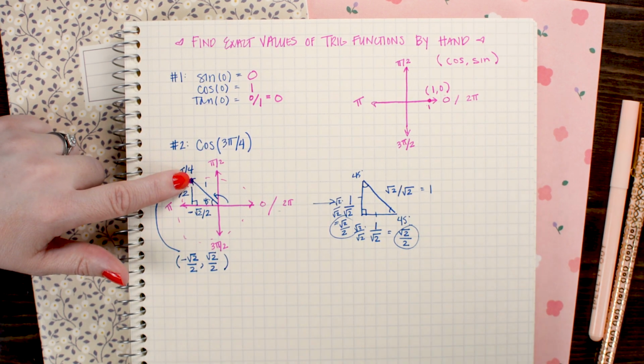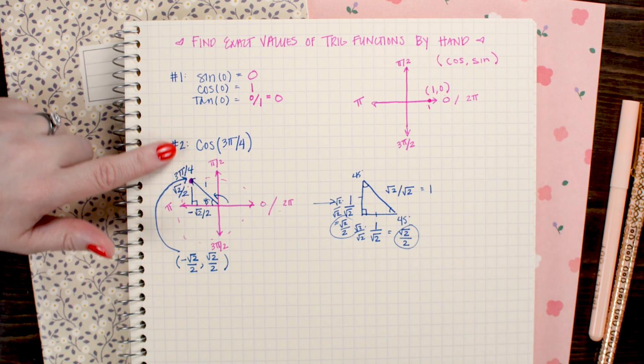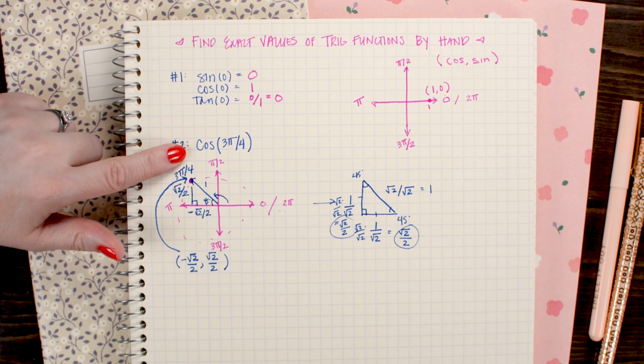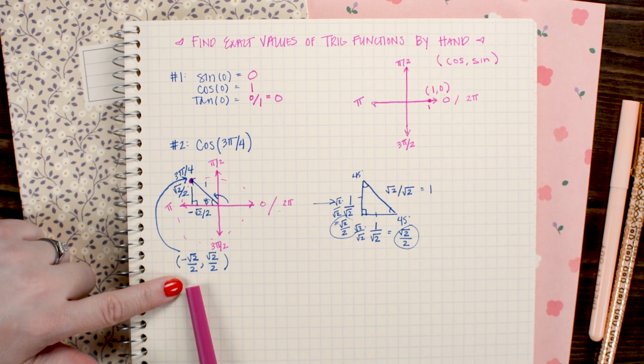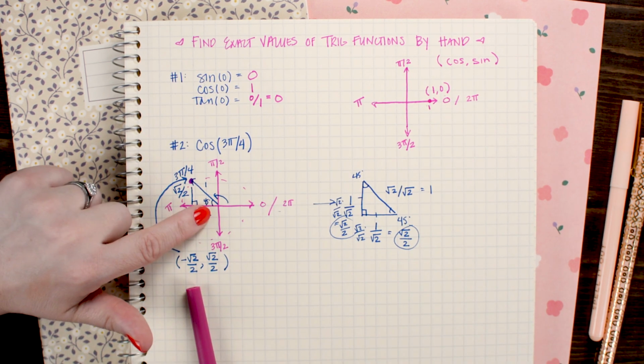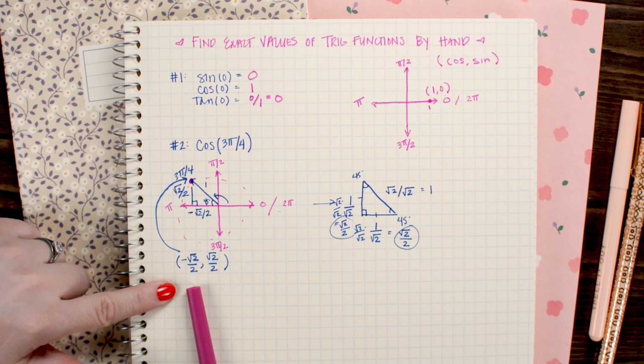Now we can do the final step, which is to evaluate the cosine of 3 pi over 4. And remember, cosine is our x value. So all I need to do here is look at the x value of the coordinate at 3 pi over 4. And that value is negative square root 2 over 2.